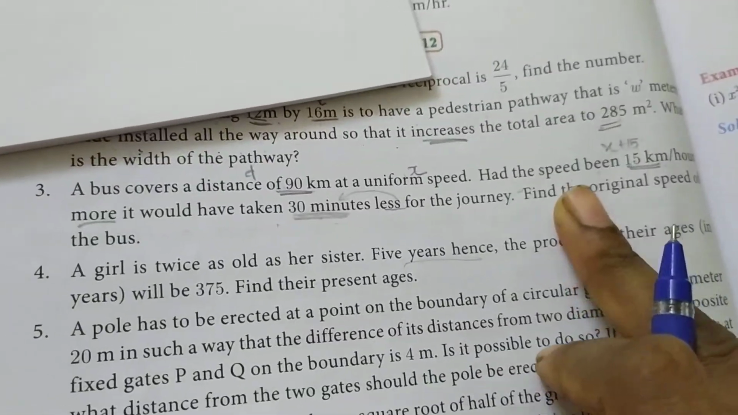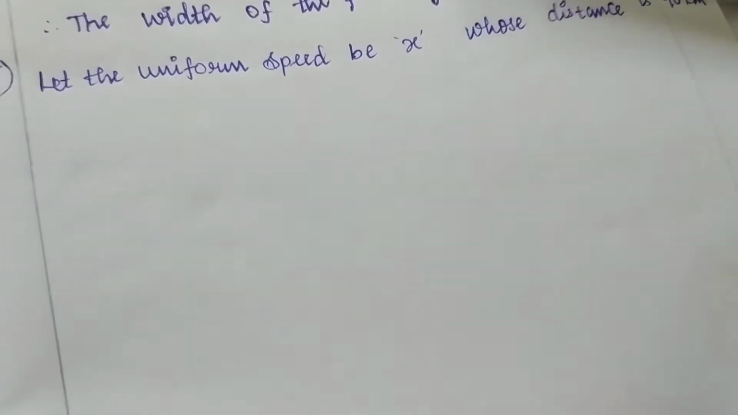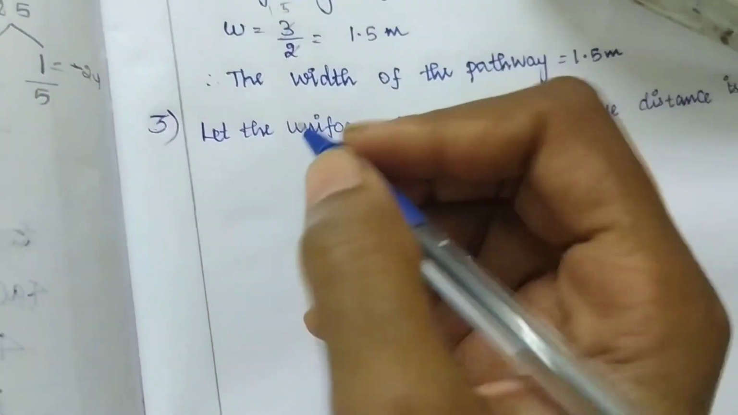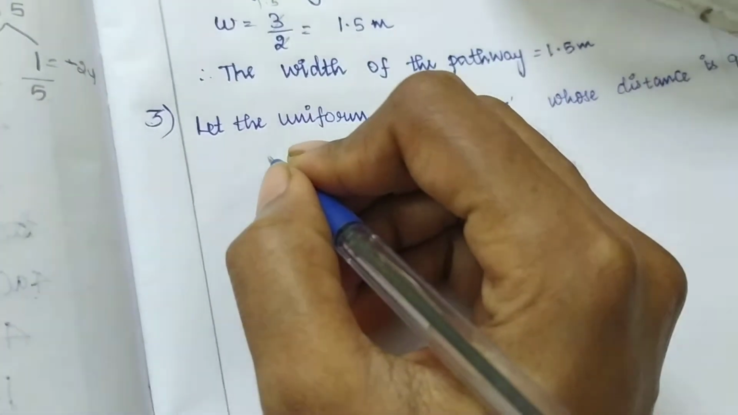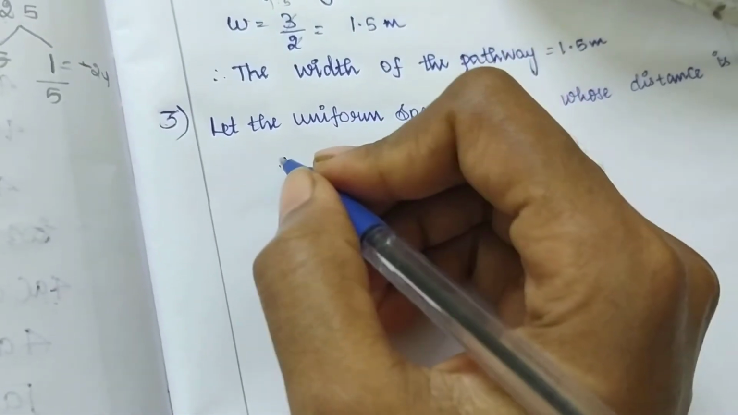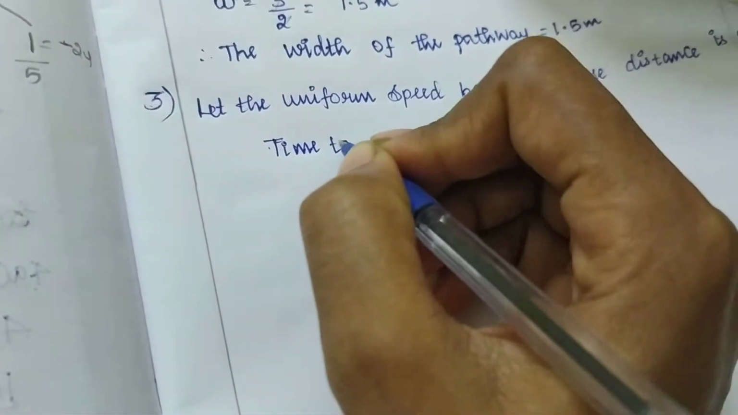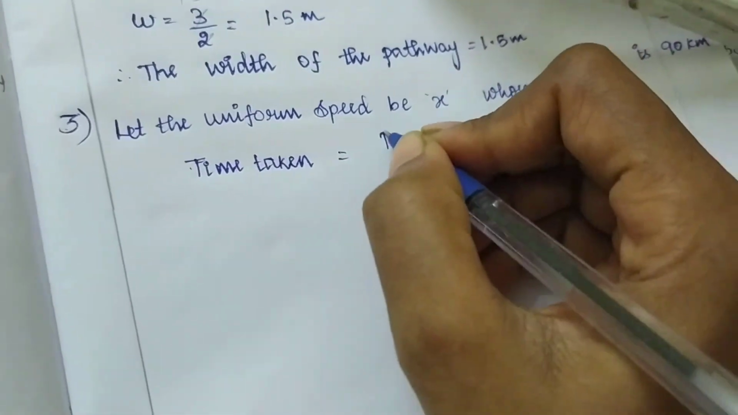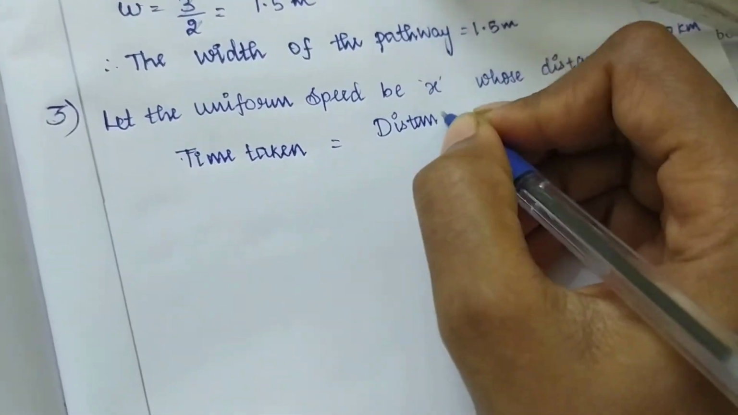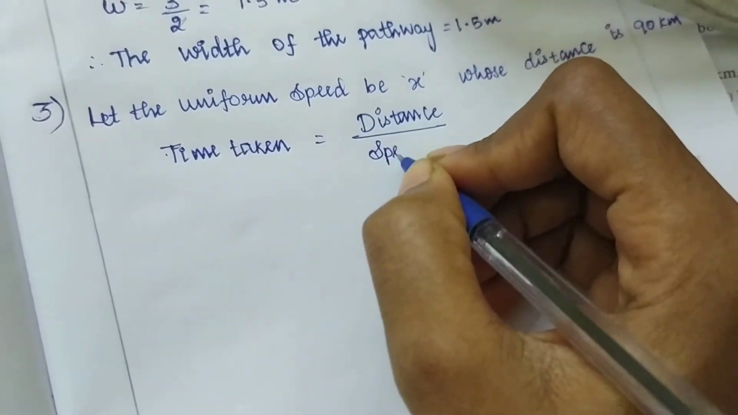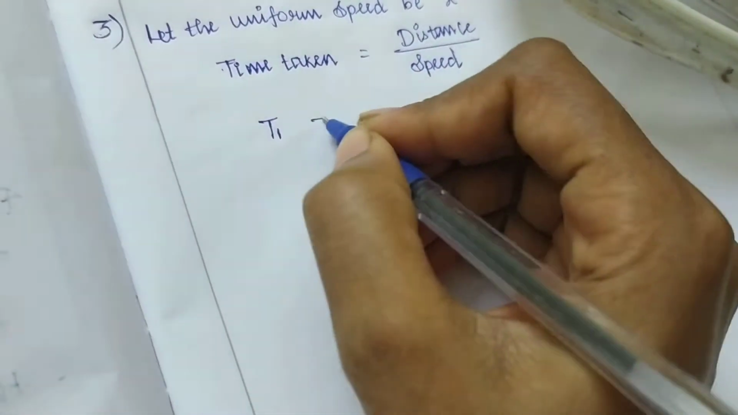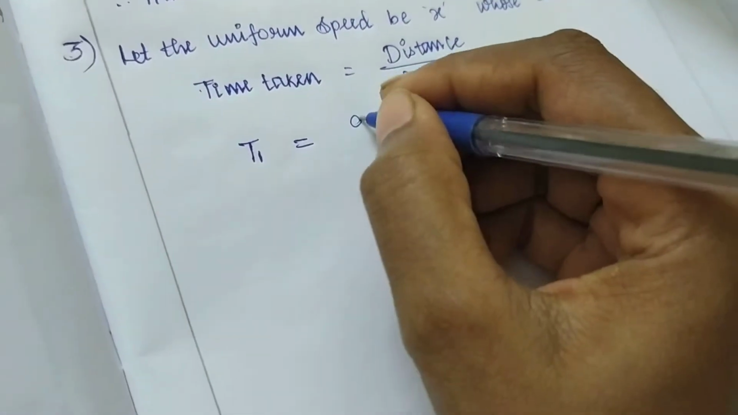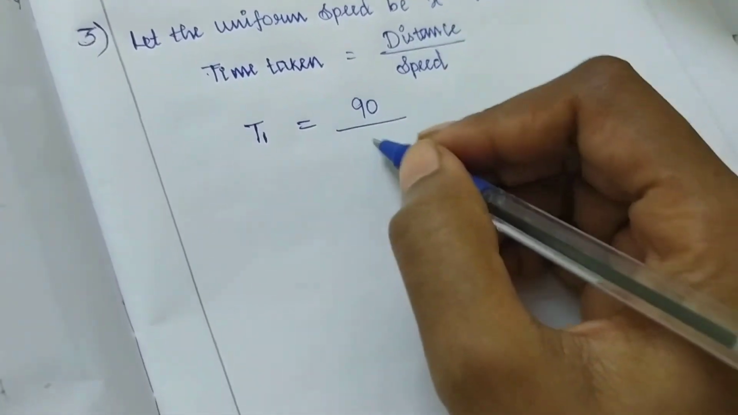Then what they mention, so I am having two differences. What's the formula for the distance travelled? Distance, time taken equal to distance by speed. The first time, I take that as my t1, whose distance is 90 and whose speed is x.